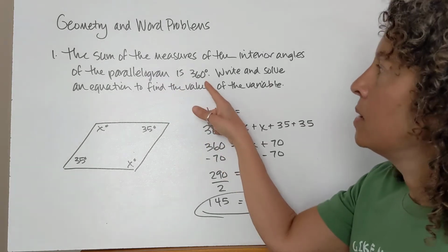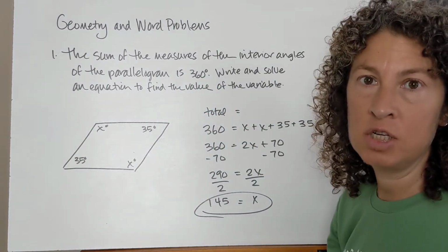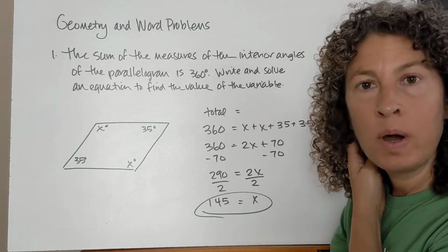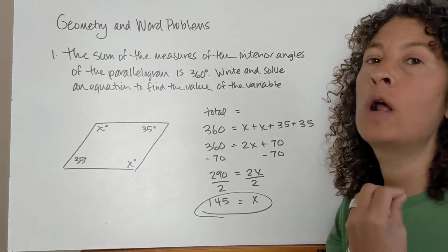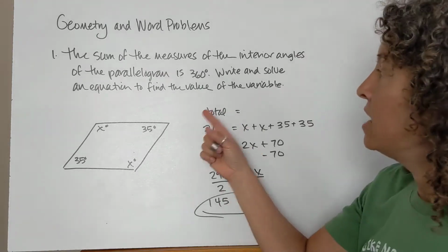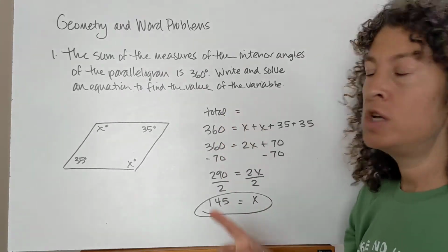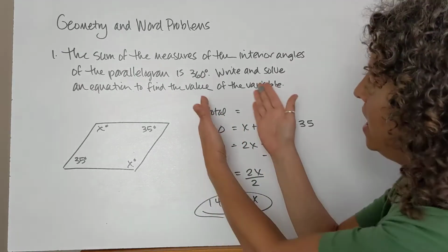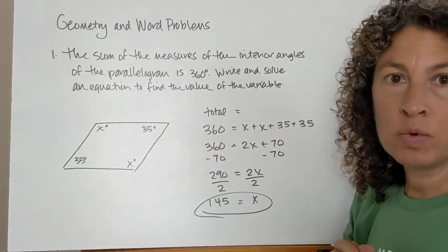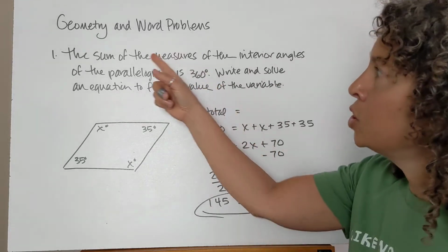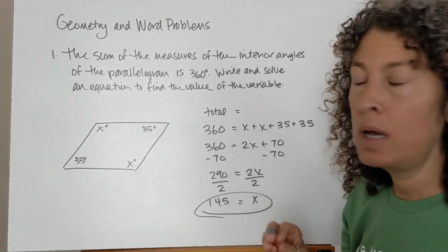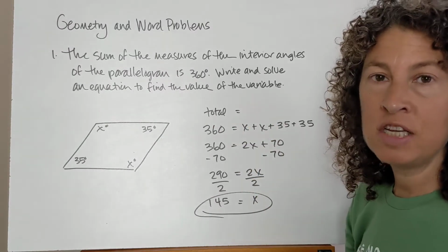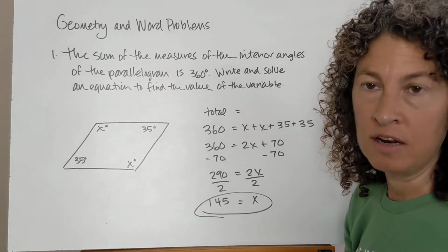And they tell us that the sum is 360 degrees. So that's a total, that's an altogether. One of the things we want to think about when we're writing equations is looking for a total amount. If I see a total amount, then I know my equation is going to have a total on one side. So I'm going to set this equation up so that I have the total amount on one side. There's my 360. And since they told me that the total is equal to the sum of the measures, I'm going to add up those other measures, those interior angle measures, on the right-hand side of my equation.